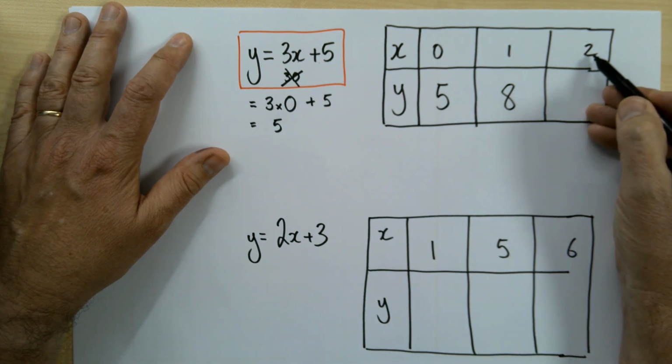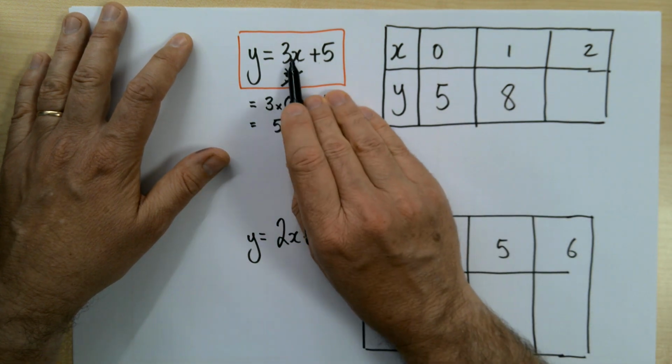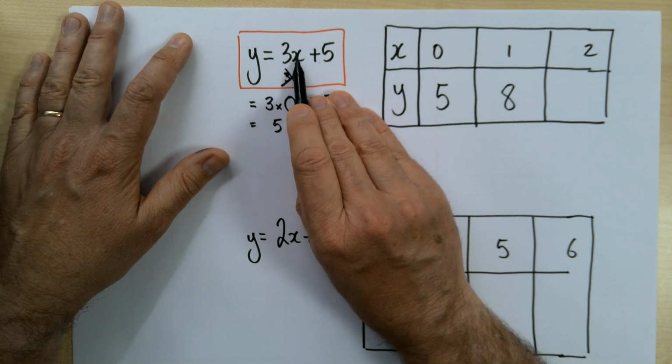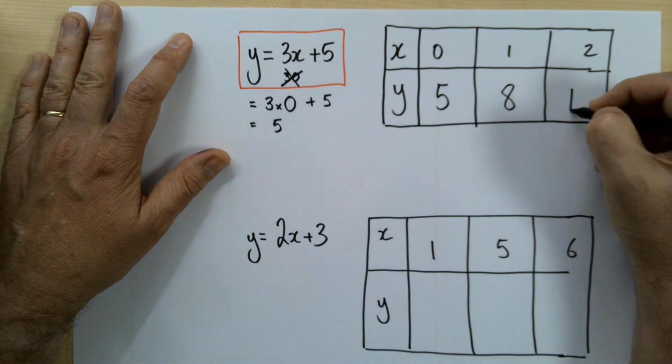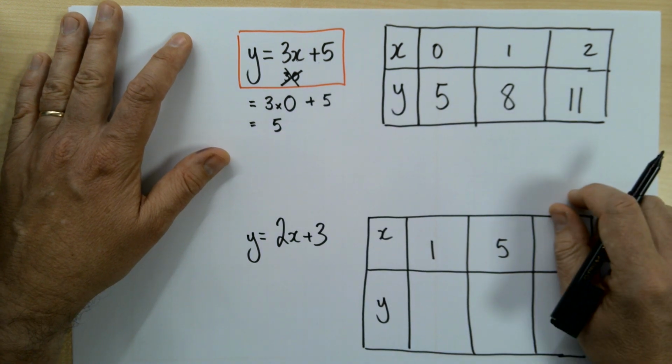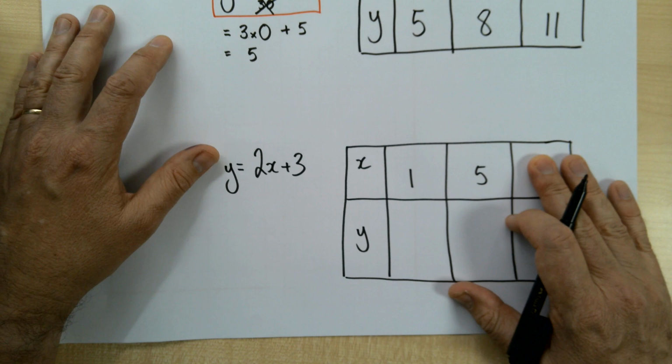Now the whole new one, x equals 2. Again, that's not 32, that's 3 times 2. 3 times 2 is 6, and 6 plus 5 is 11. Okay, let's have a go at another one down here.